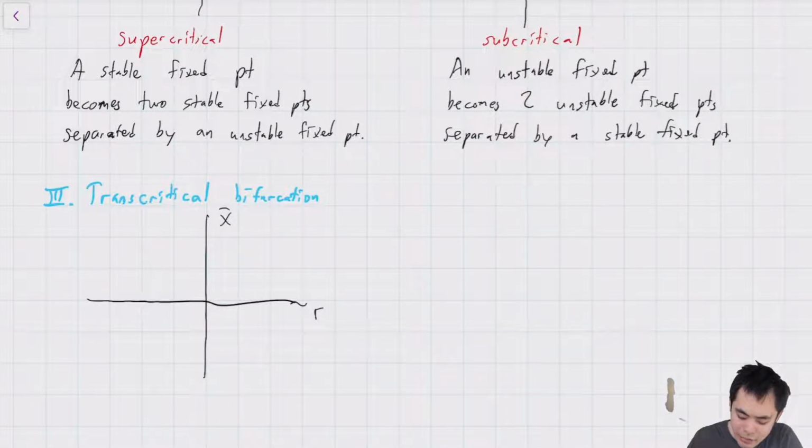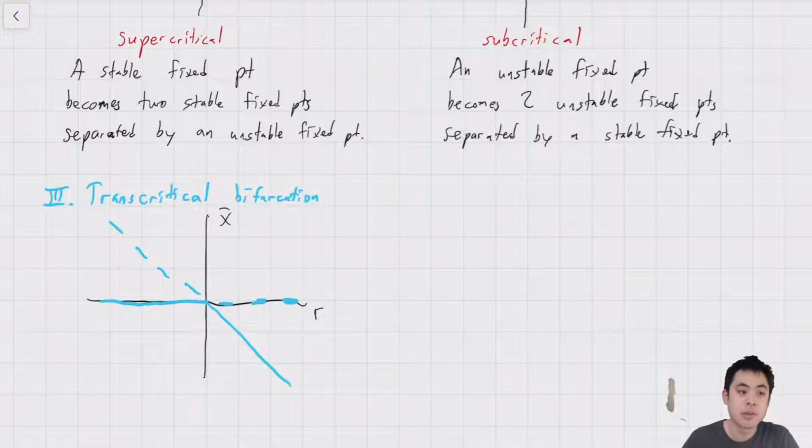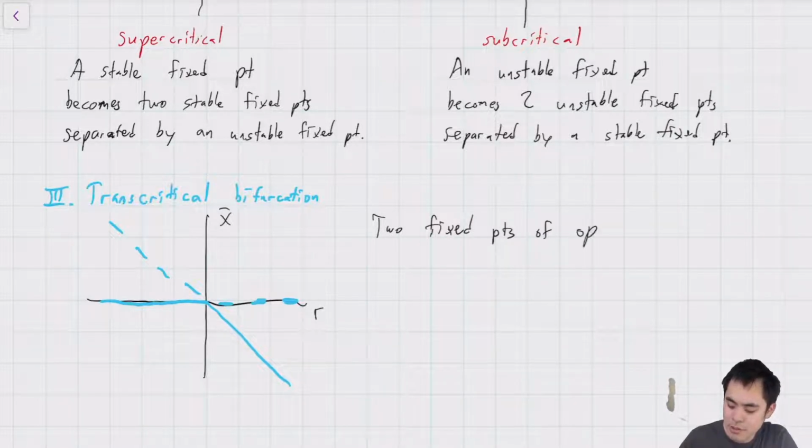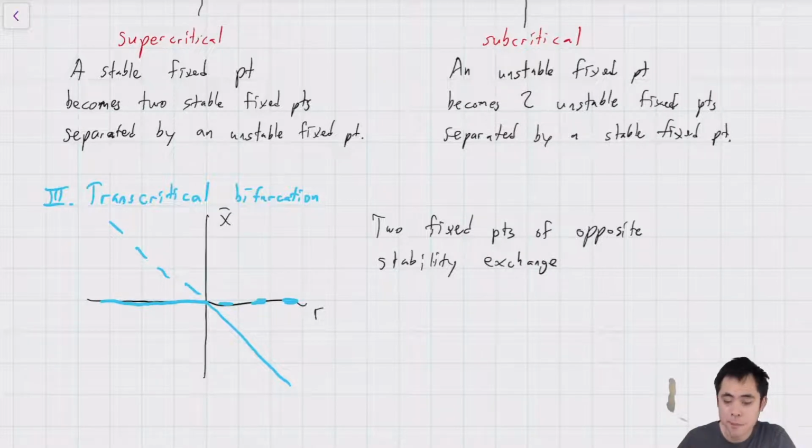And let's suppose we have an unstable equilibrium and a stable equilibrium, and they meet, and then they change their behavior. So this equilibrium continues, and this one becomes unstable. So you start out with two fixed points of opposite stability, and they exchange stability. They swap stability as the bifurcation point is passed.